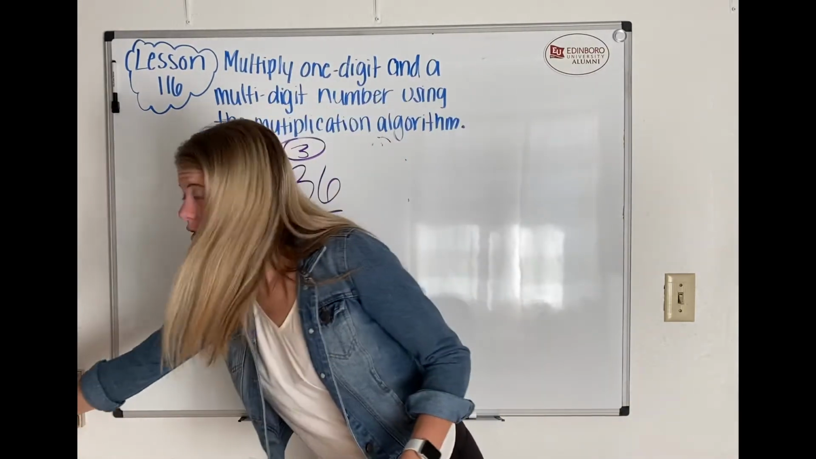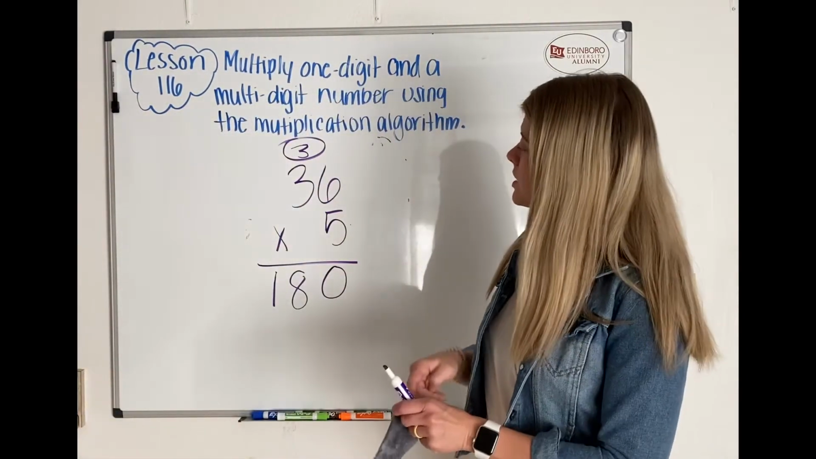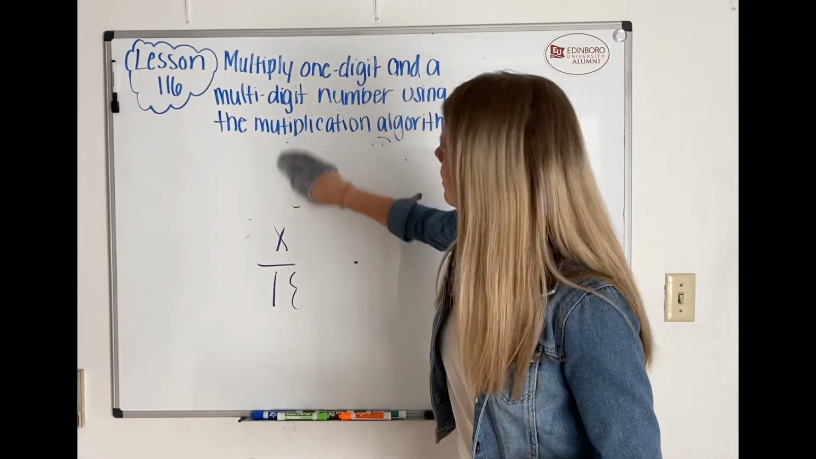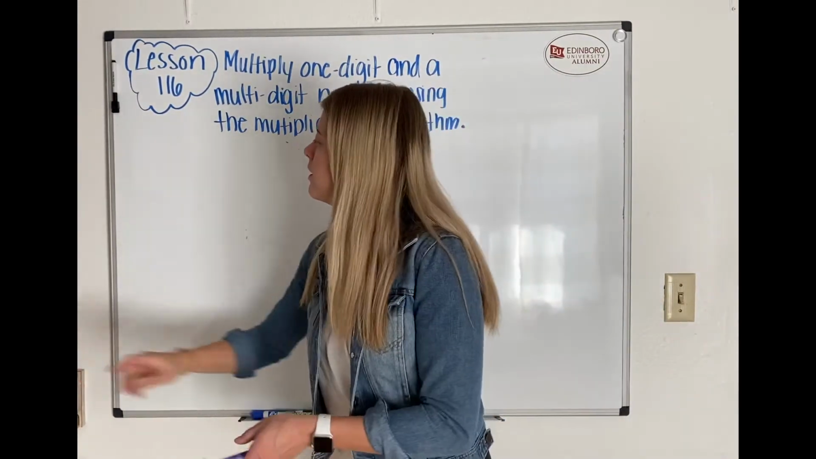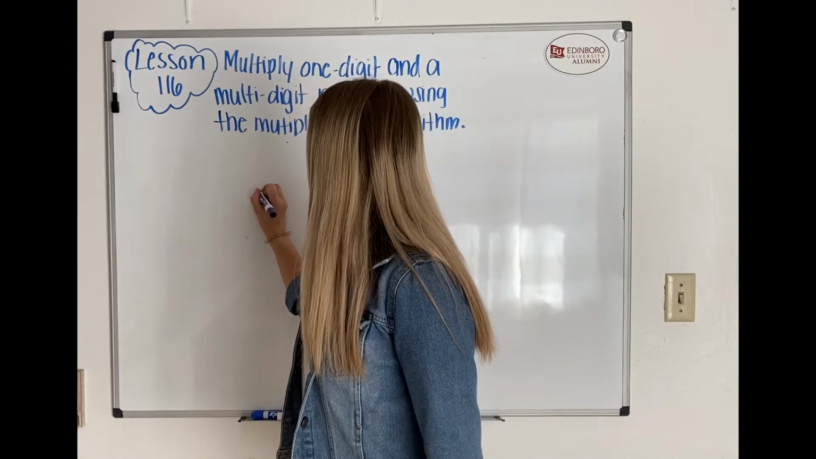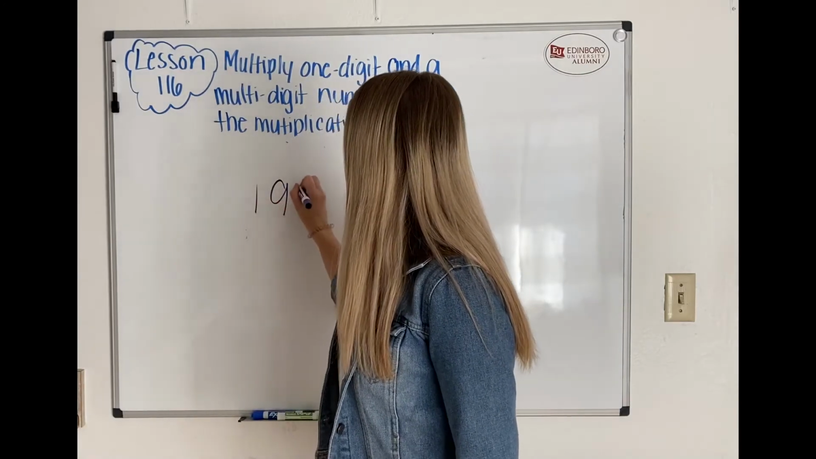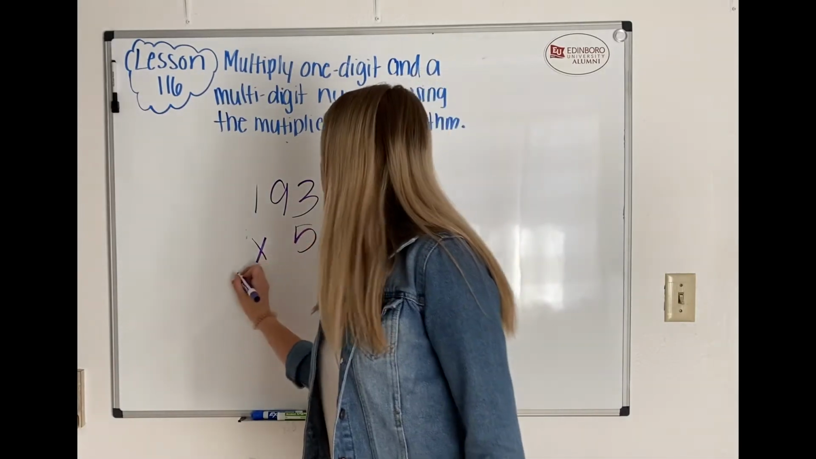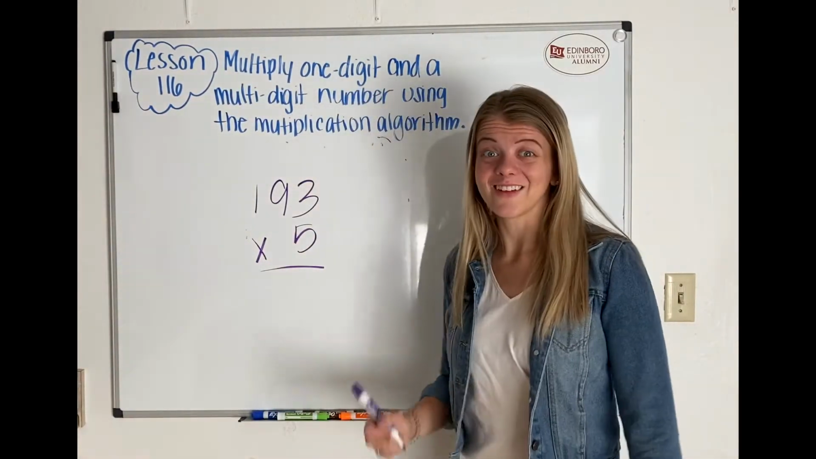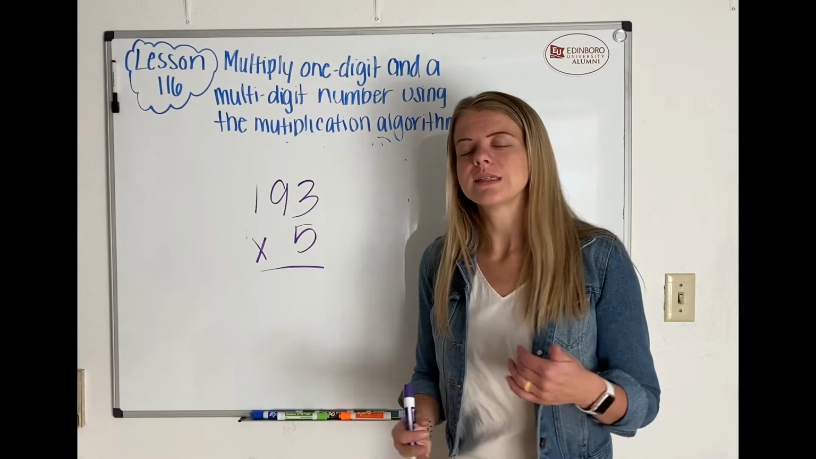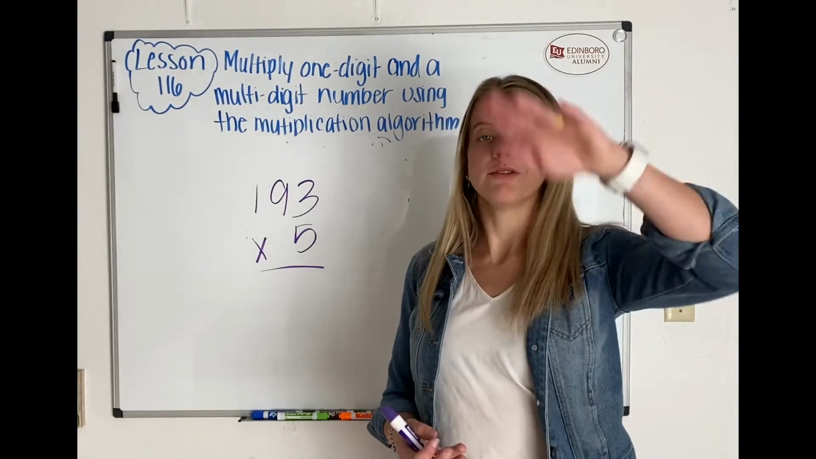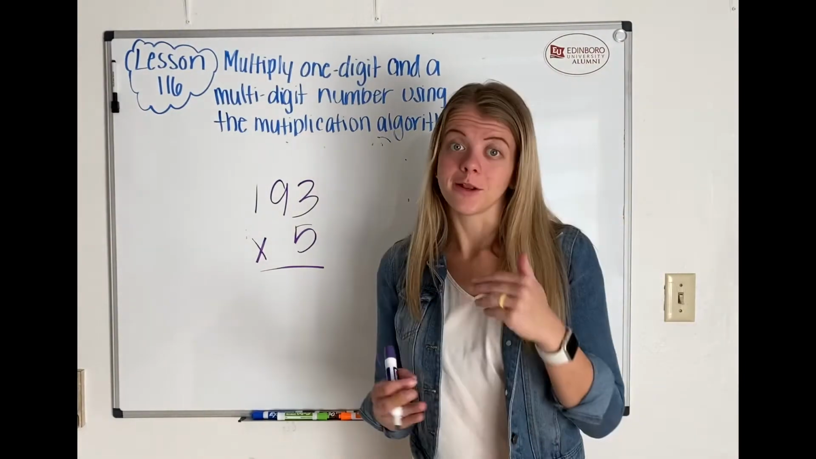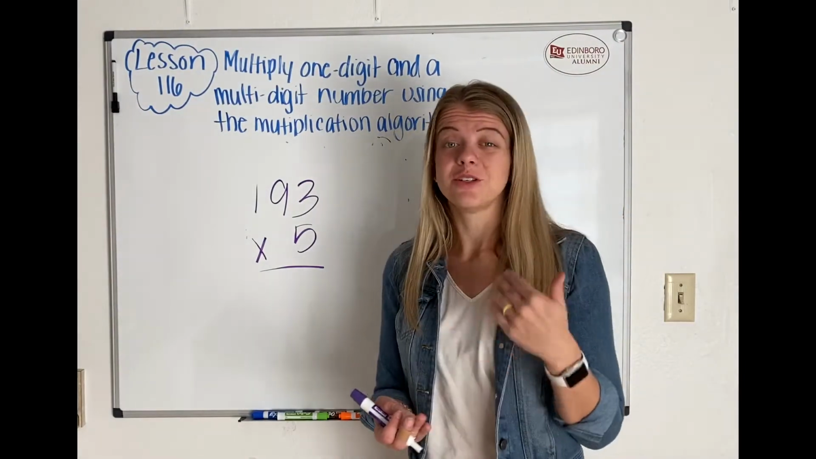Now that you're able to do that with your 2 digits, let's do some 3-digit numbers. 193 times 5. Remember, this is the same thing. We're going to continue to carry our tens place and add it later on. But remember, put it in a bubble so that way you remember to add.